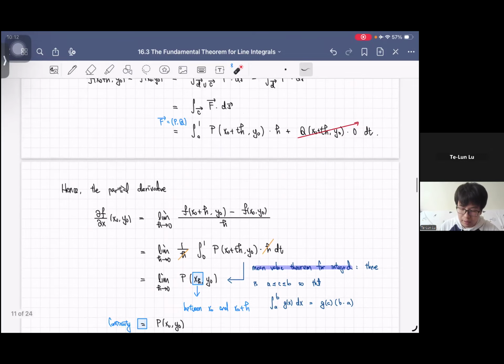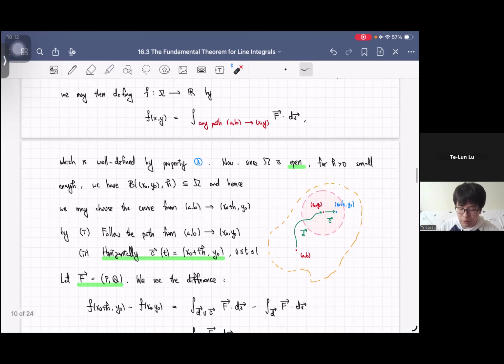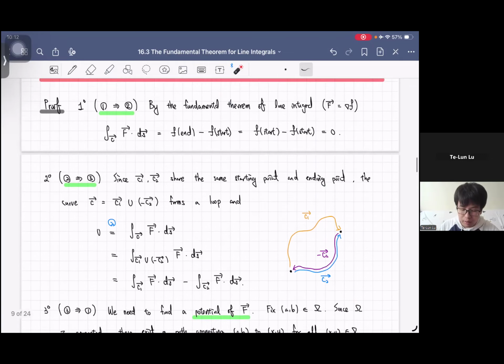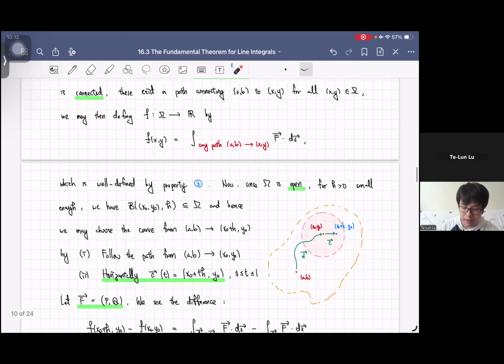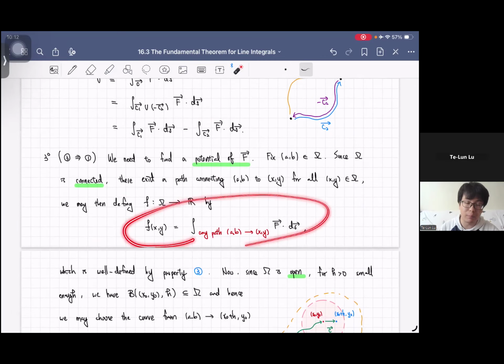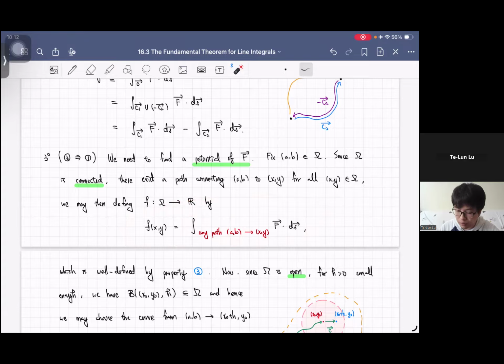So let's go through this again. The difficult part of this theorem is proving that path independence implies conservativity. The idea we are using is that we created a very nice function based on path independence, which is the line integral from any point ab. This is not important. We define it toward the point xy of this vector field capital F. And we want to show that the gradient of little f is actually capital F, right?